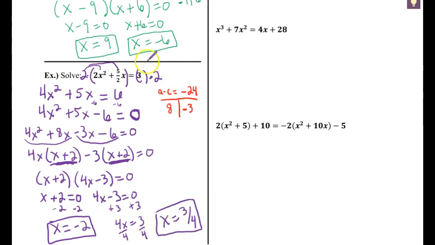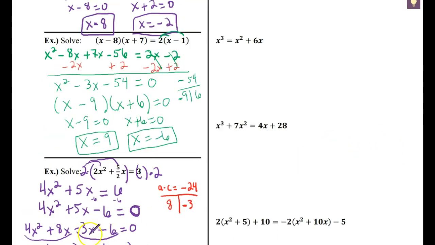So again, the steps: get everything on one side, factor using whatever the proper factoring method is for the number of terms, and then set each factor equal to 0 and solve for x. Try the ones on the right.